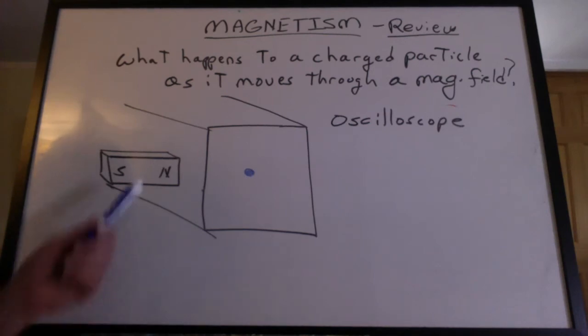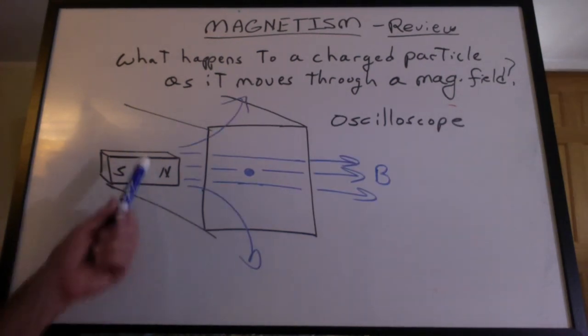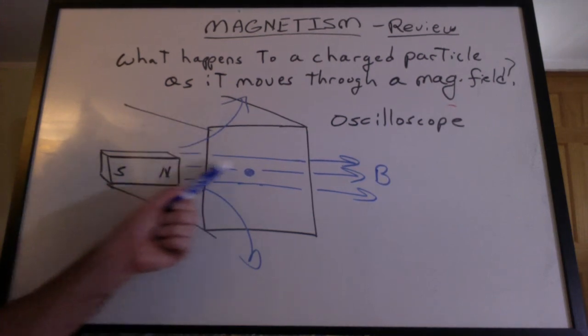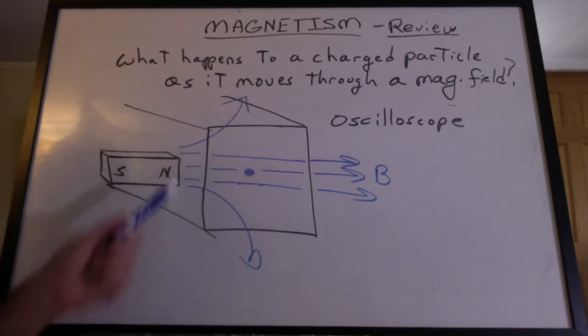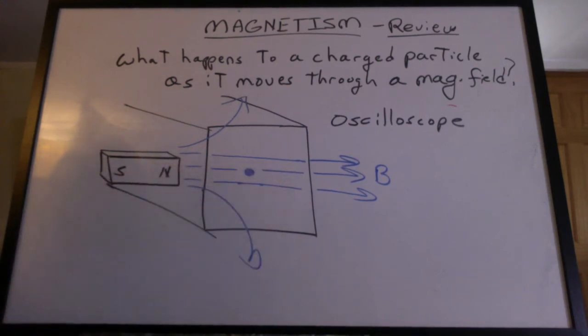Let's say I bring the North Pole of a magnet to the side of the oscilloscope. I'm greatly exaggerating the uniformity of the magnetic field. The field lines come out of the North Pole and they curl. Some will go straight, and it's the straight ones that I'm looking at here. They'll eventually curl around too, but let's exaggerate it and make believe that they're just going straight. What will happen to that beam of electrons?